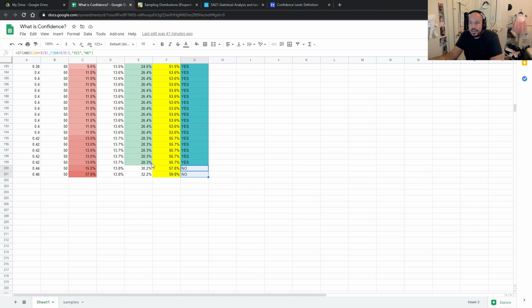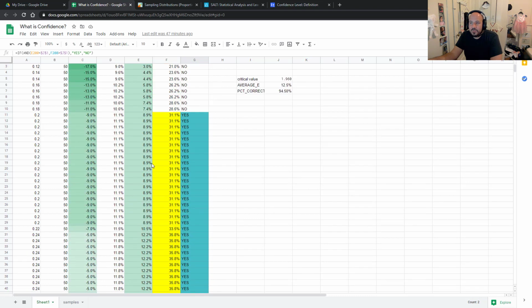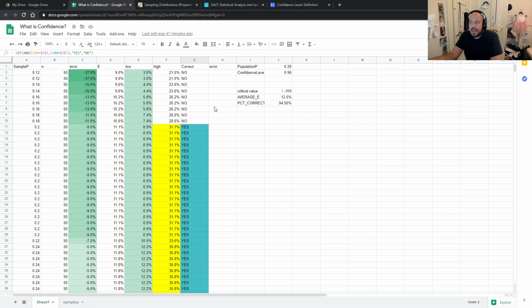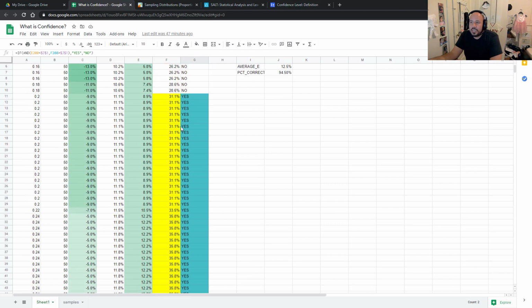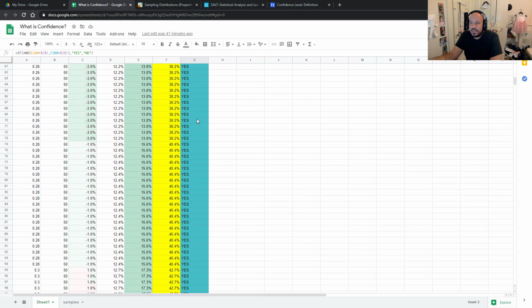Okay, and we have a bunch of them that are yeses, and just those ones on the edges are no's. Now, what did we just read? We said that if this is a 95% confidence interval estimate, then what we should see is roughly 95% of these samples will actually contain the true value. So I should see about 95% of these things with yeses.